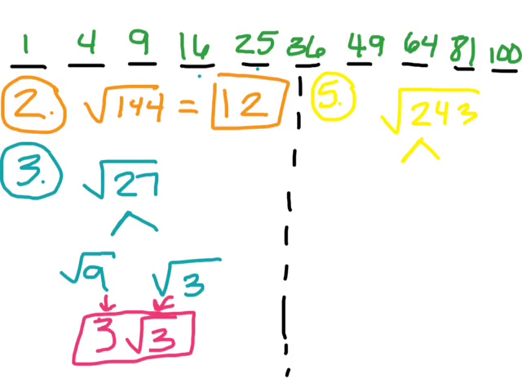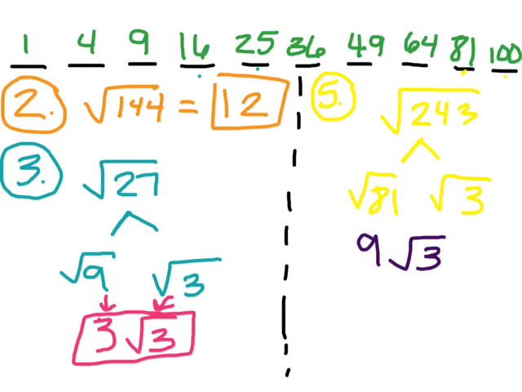So start with the largest perfect square just under 243, and that is 100. Can 100 divide into 243? The answer is no. It gives you a decimal. Can 81 divide into 243? Yeah, 81 can. 81 can go into 243 3 times. Take the square root of 81. It gives you 9. Take the square root of 3, you can't, so it drops down.